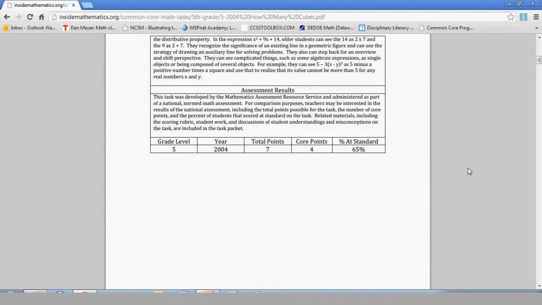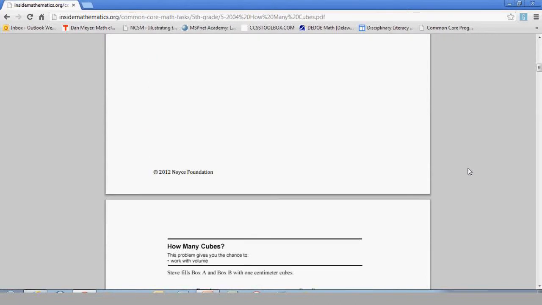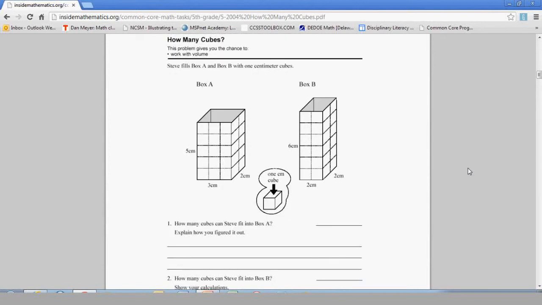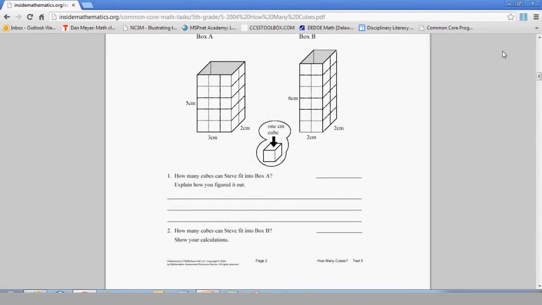So I'm going to go down and show you the task itself. So this is certainly a task that you would want to give after kids have had some experience with volume and with the whole concept of volume, as well as the process of measuring volume. And so it gives the kids the dimensions, and it has the unit cubes kind of sketched out on the outside so they can see kind of how it would be filled up, and then they have to see how many cubes can fit into the different boxes.